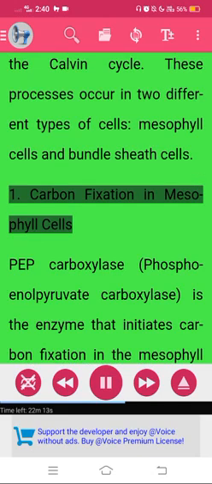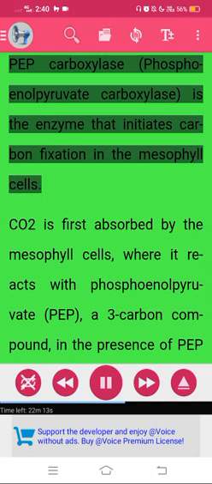1. Carbon fixation in mesophyll cells. PEP carboxylase, phosphoenolpyruvate carboxylase, is the enzyme that initiates carbon fixation in the mesophyll cells.